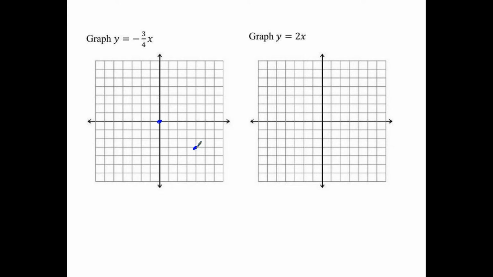Now, if I go down 3, right 4, I don't have another spot for a dot, right? Does that mean I'm going to draw more grid lines? No, don't do that, okay? That's like 4th grade stuff. We don't do that here.